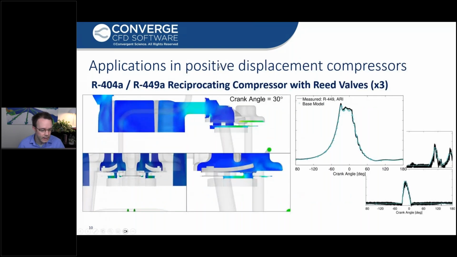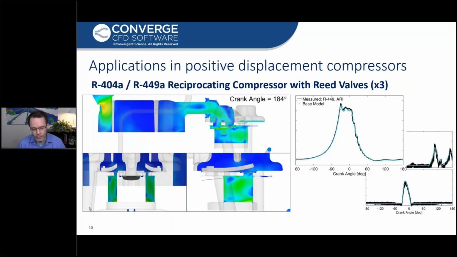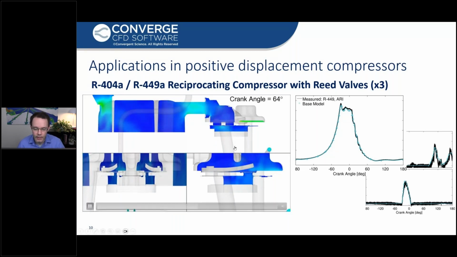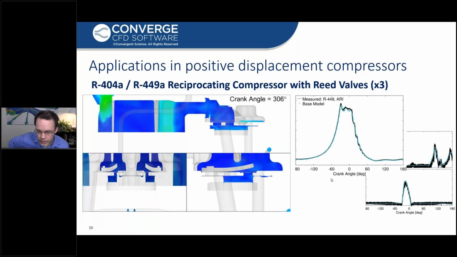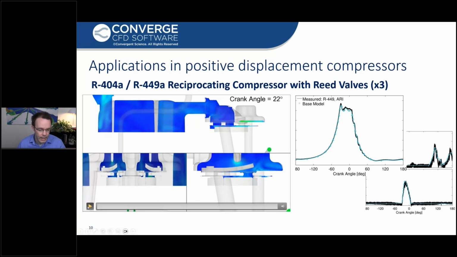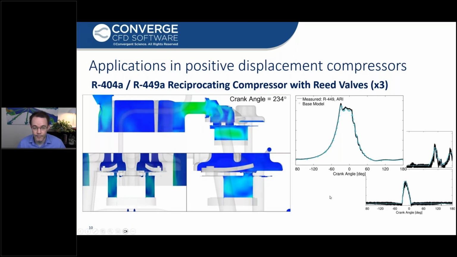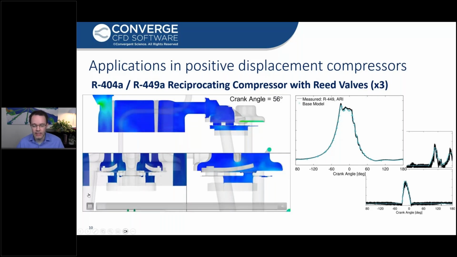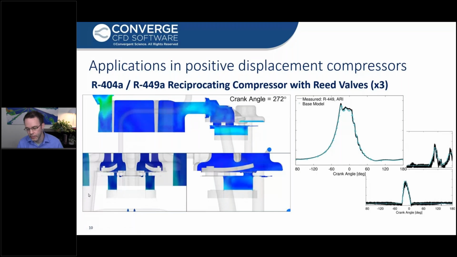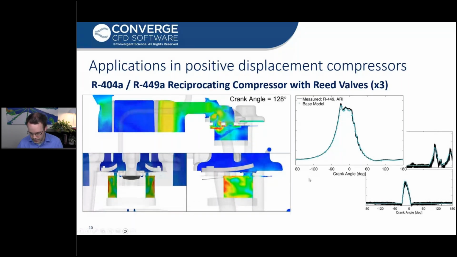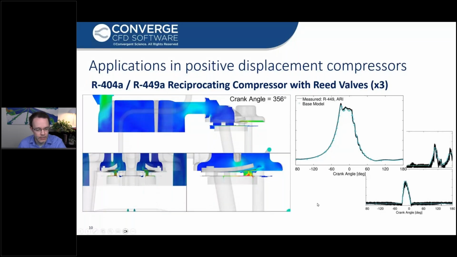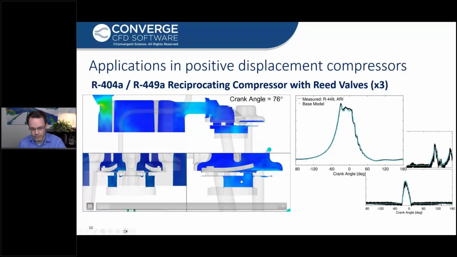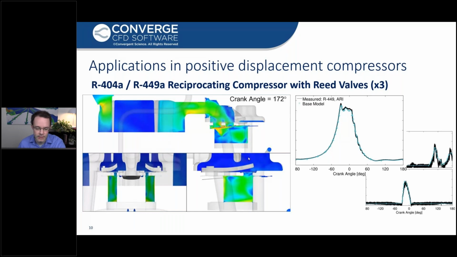We'll get started with a reciprocating compressor with three reed valves to control the suction and the discharge flow. In this case of the refrigerant modeled with a real fluid equation of state, in this case, R449A, a typical new refrigerant that's being phased in, we can see accurate predictions of the cylinder pressure as well as the valve motion, in this case modeled by fluid structure interaction through beam models for each of those three valves. So Converge was able to deliver a very robust, accurate solution for this problem with reasonably complex motion of the piston, which is reciprocating, and the three valves, which move according to the fluid forces.